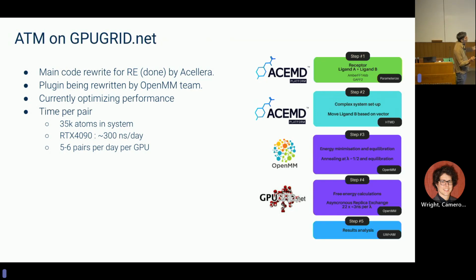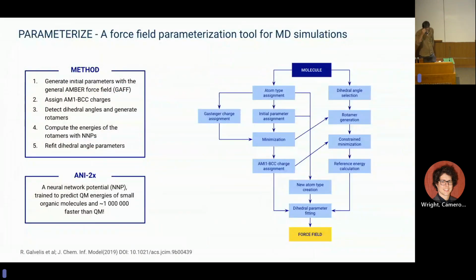GPU Grid is a kind of a distributed, similar to Folding@home. It's a distributed project where we have some 1,000 GPUs there. And we're optimizing for performance, both OpenMM and people in Acellera. But we already get around 300 nanoseconds a day, which for a system of this size, you should get around 900, 1,000. So at the time, it's 3 times lower than running the normal MD because of the way that it works. So you can actually currently do 5 to 6 pairs per day per GPU. And in GPU Grid, we're actually doing around 1,000 per day.